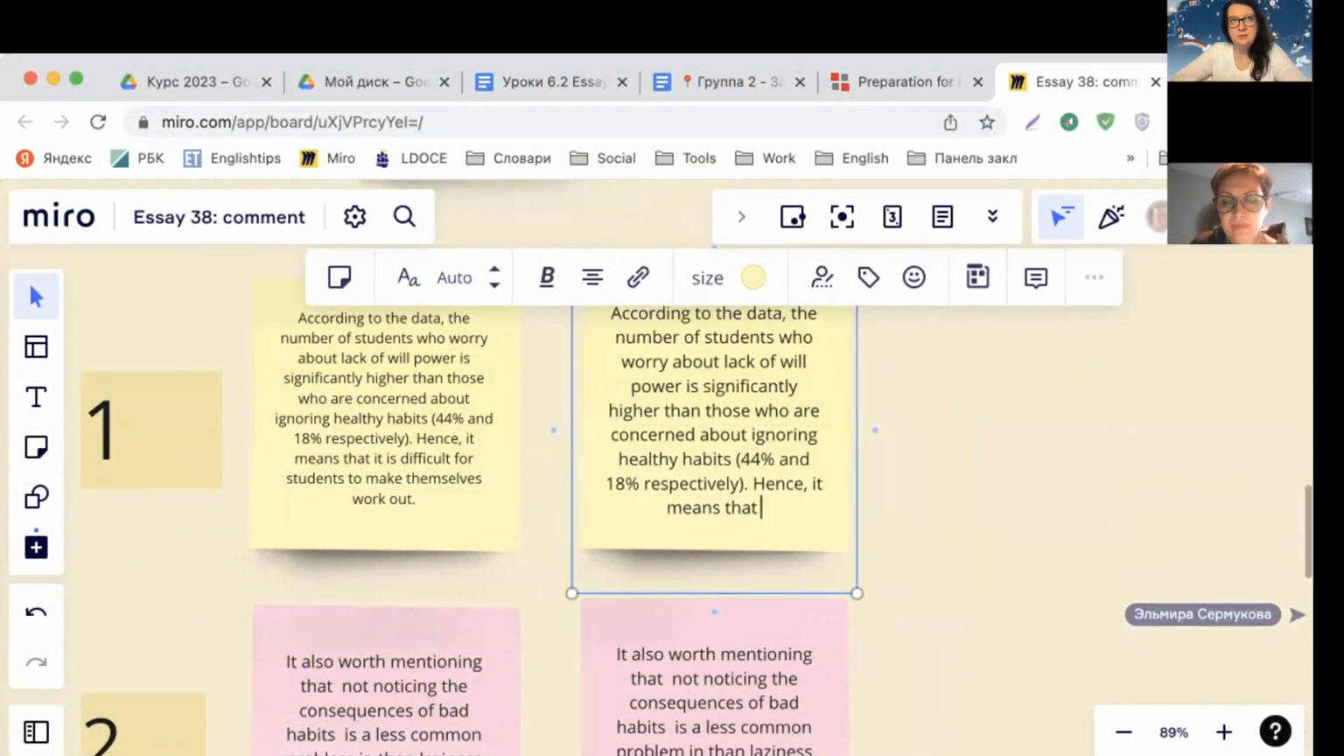It means that students are lazy. Won't it be kind of overgeneralizing? We can't say they're really lazy.